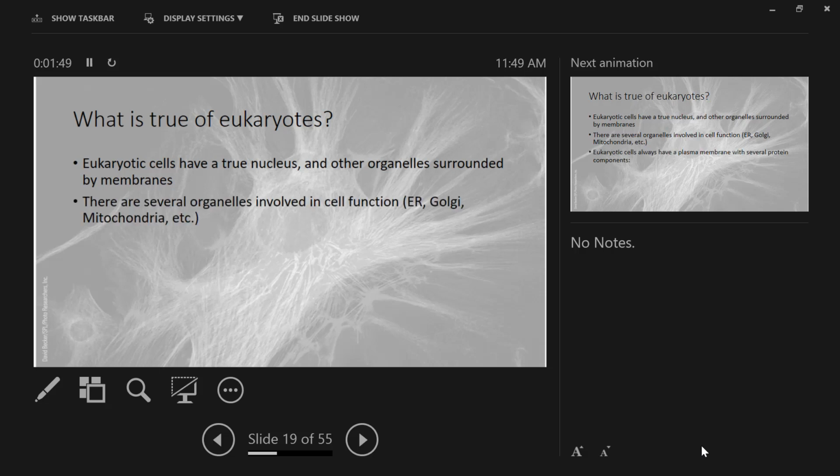All right. So there are several organelles involved in normal cellular function. We've got the endoplasmic reticulum. What is its function? Anyone know? Well, it's a site of attachment for ribosomes. It functions in protein modification, especially protein folding. It also synthesizes lipids and some other biomolecules.